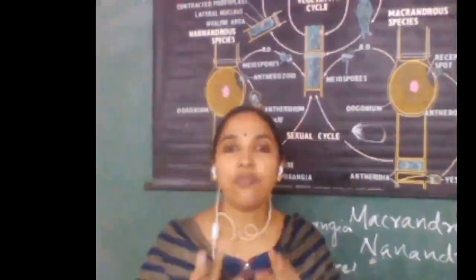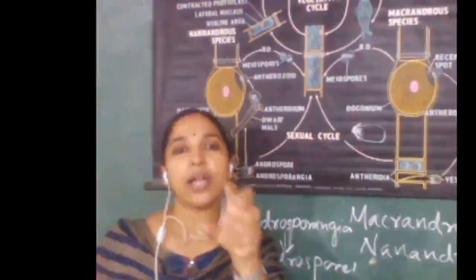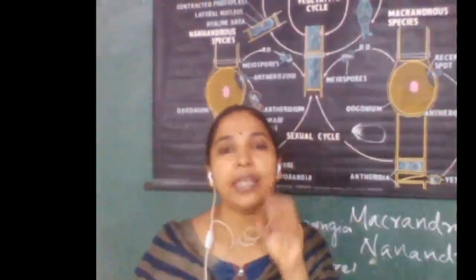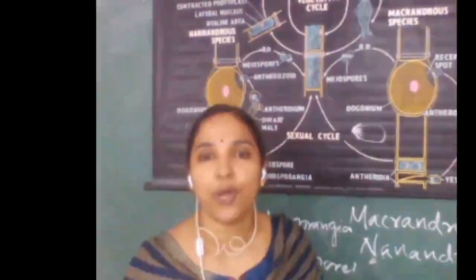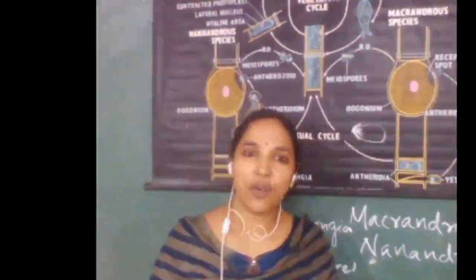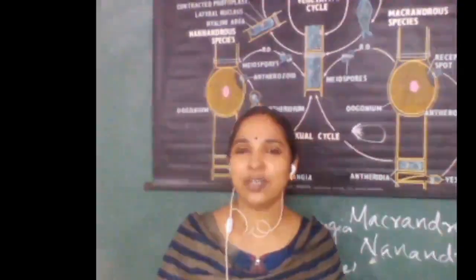So after fertilization, the zygote undergoes meiotic division and haploid spores are produced, that is meiospores. Meiospores undergo germination and produce the vegetative filament of Oedogonium. So that's all for reproduction in Oedogonium. I hope you understood well and also study well. Have a nice day. Thank you.